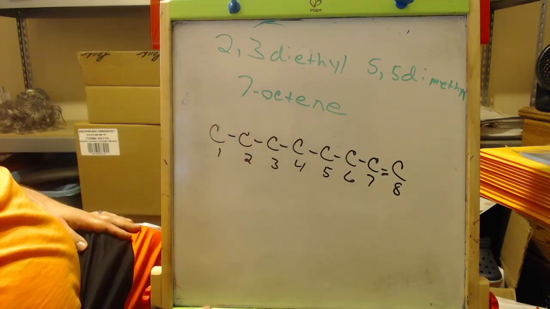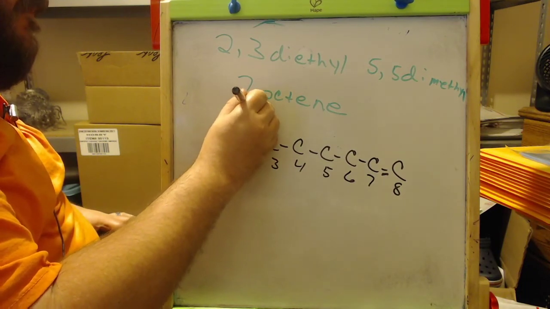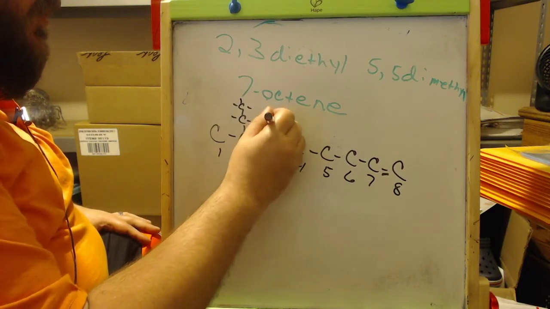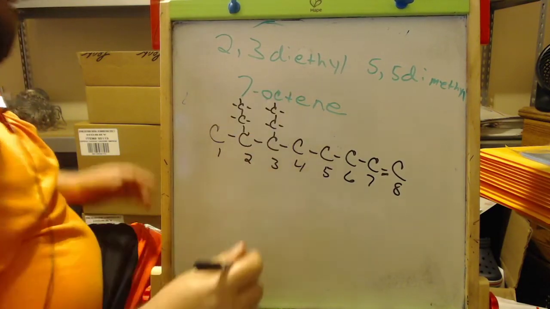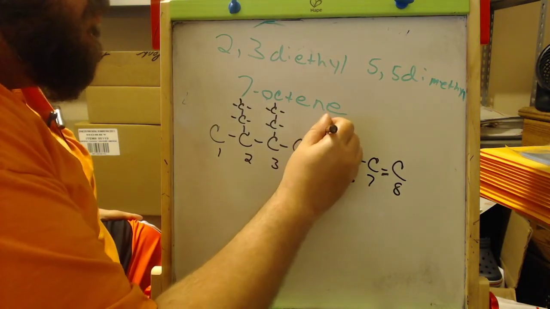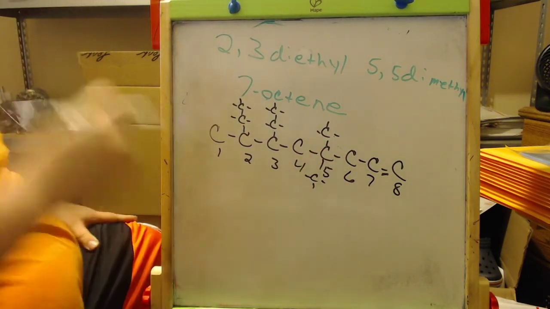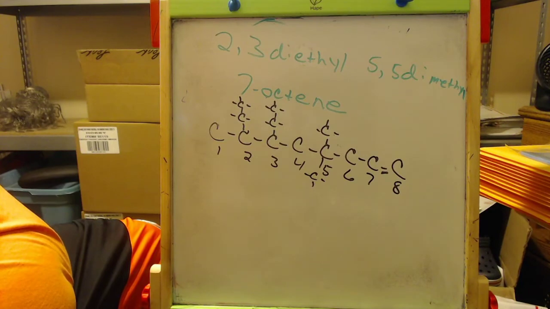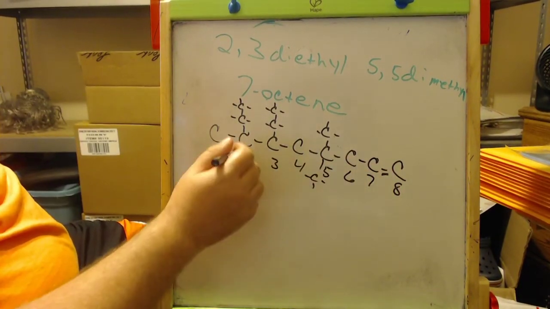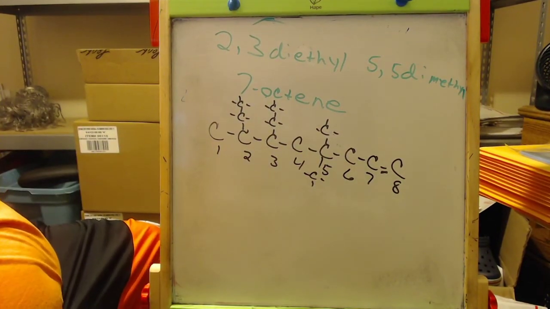Now, 2, 3 diethyl. Off the 2nd carbon is going to be 2. And off the 3rd carbon, we'll go this way too, even though that probably would never happen. And then off the 5th carbon, there's 2 methyl groups. Okay, so this would be 8 carbons, on the 7th a double bond, an ethyl group on 2, an ethyl group on 3, and 2 methyl groups on 5.